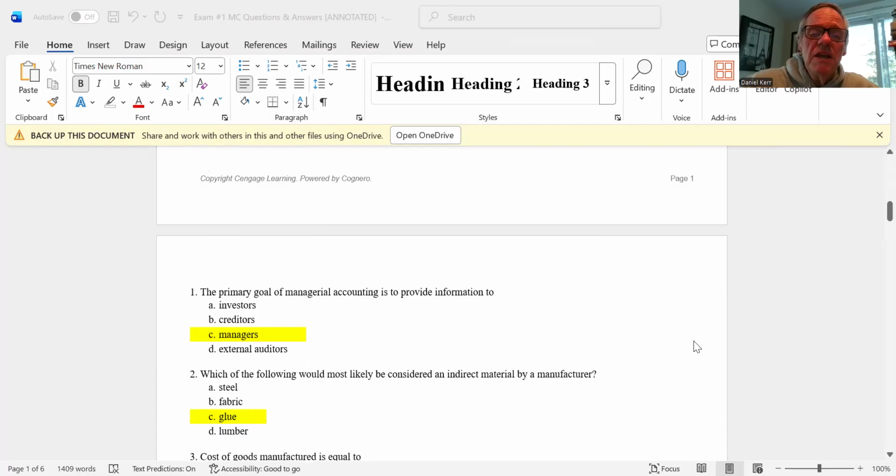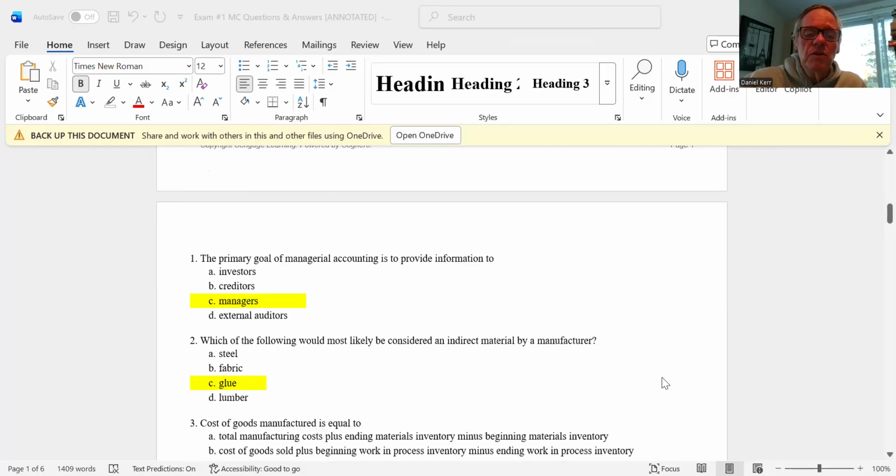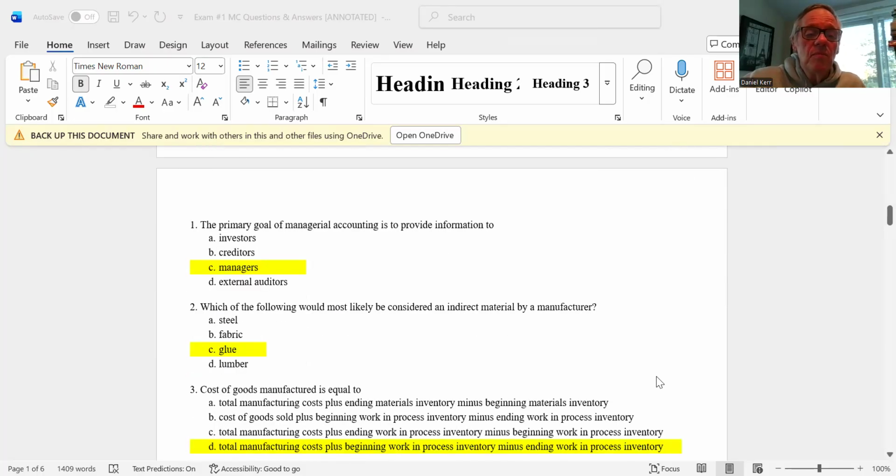Which of the following would likely be considered an indirect material by a manufacturer? Indirect materials are part of the cost of the manufactured product, but they're difficult to trace to the product. So steel, fabric, and lumber would all be fairly easy to track to a job. Glue would be more difficult to trace. So the best answer there is glue.